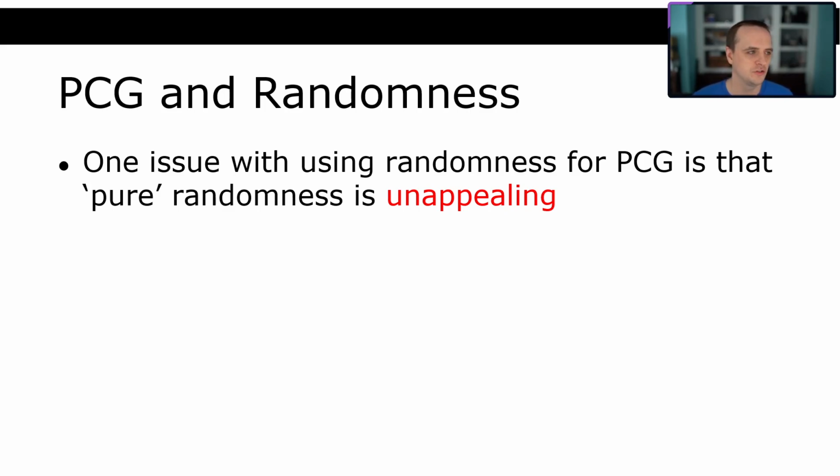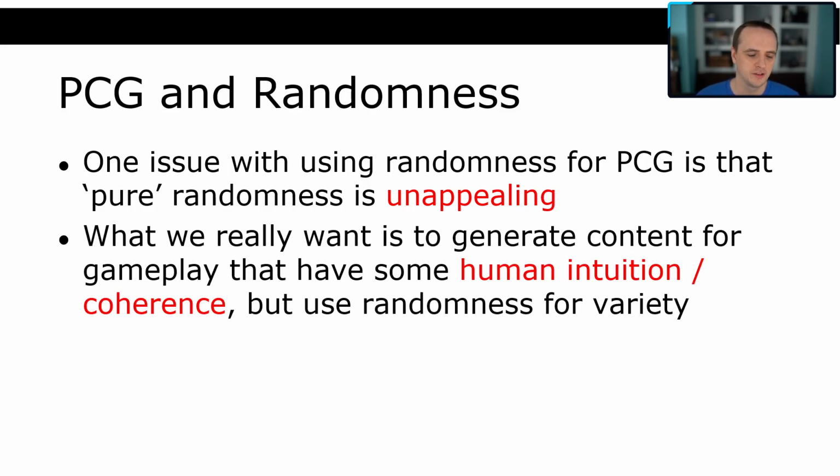So one issue with using randomness for PCG is that sort of pure randomness is unappealing. If we just throw random things on the screen, human brains don't deal well with pure randomness. We don't find it nice. So what we really want is some methods to generate content for gameplay, whether that's like mechanical gameplay or environments that we can play in, etc. And those things should have some sort of human intuition or coherence, but use the randomness that we talked about last time for variety, okay?